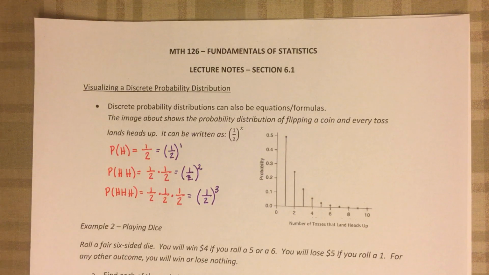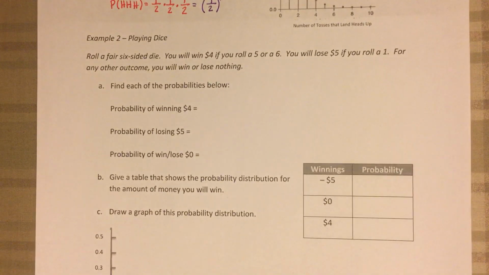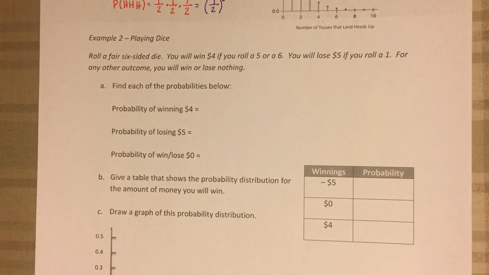All right, so now that we've looked at a couple of examples of both a table and an equation and seen a graph that shows a discrete probability distribution, we're going to work through drawing one out ourselves in this next example. Okay. So we're going to roll a fair 6-sided die.